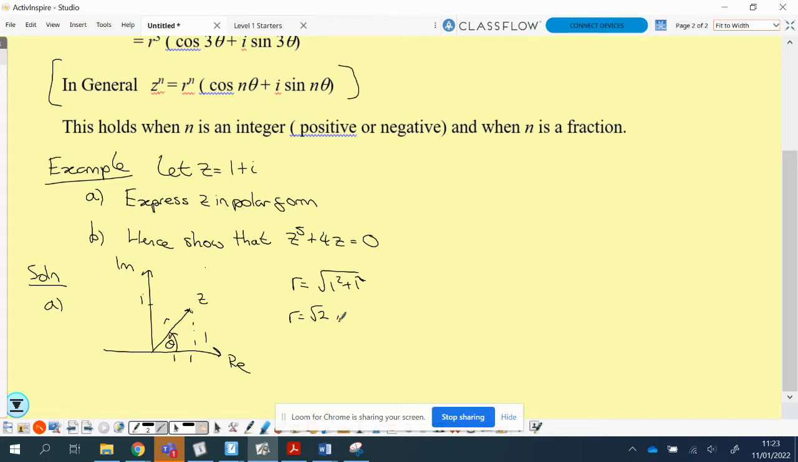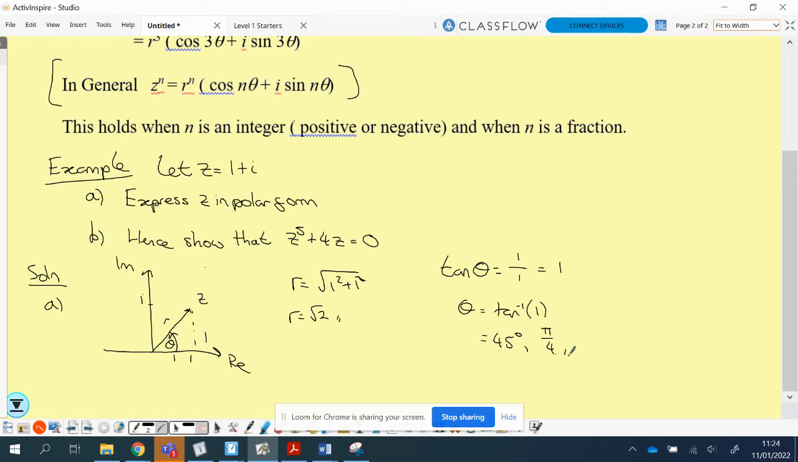Now remember we're going to work out what theta is. So tan theta equals opposite over adjacent, so opposite is 1 divided by 1, so it's going to be 1 over 1, which is just 1. So theta is the tan inverse of 1 over 1, which you remember from your Higher exact value triangles gives you the answer 45 degrees, and if you wrote that in radians, pi over 4.